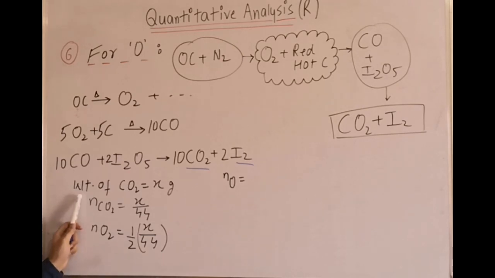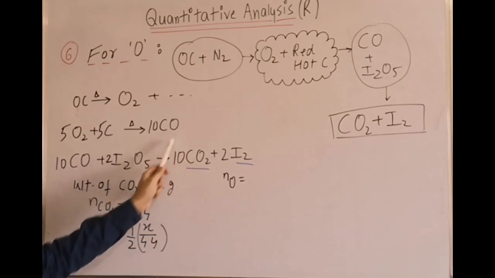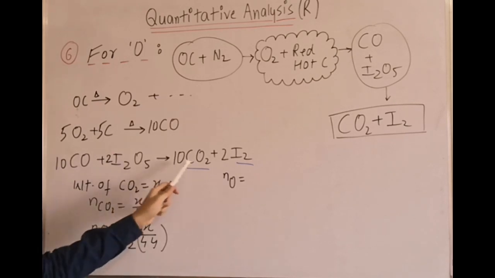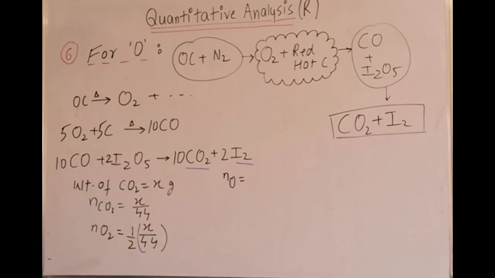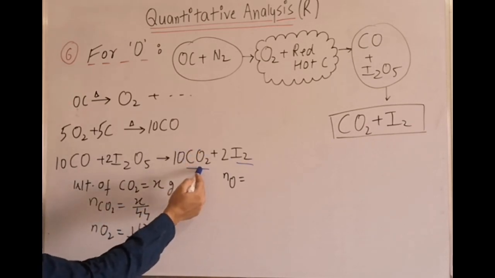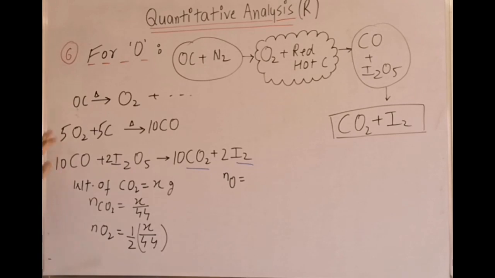Now, suppose the weight of CO2 is x grams. So what are the moles of CO2? Moles will be x by 44. Now if you have the moles of CO2, it will also be equal to the moles of carbon monoxide. Why? Because I have already written the balanced equation. So here x by 44 are the moles of CO2. That will also be the moles of CO. And if we have the moles of CO, then half will be the moles of O2. That means x upon 44 into 1 by 2. These are the moles of oxygen in the form of O2.